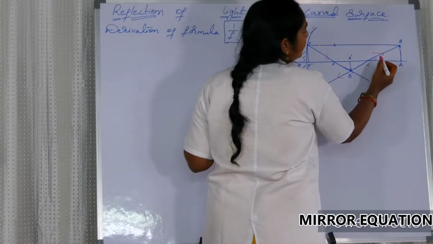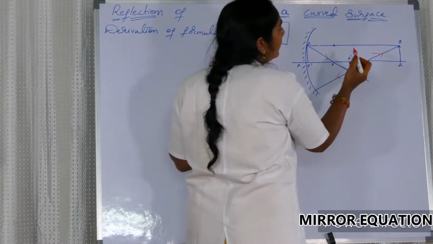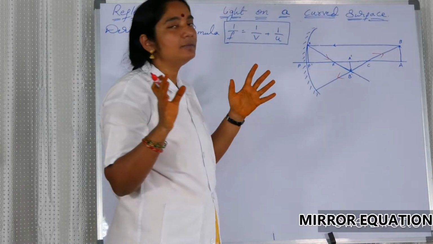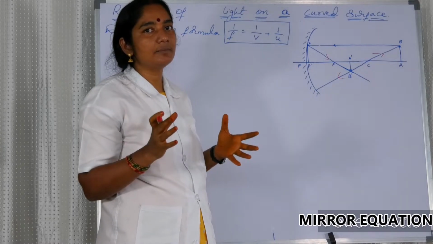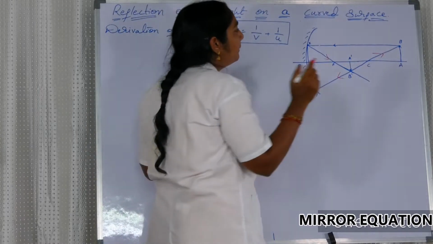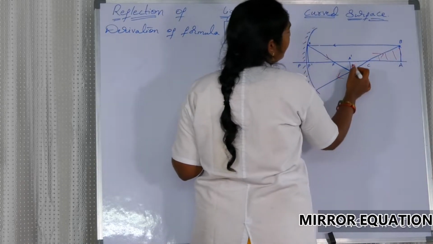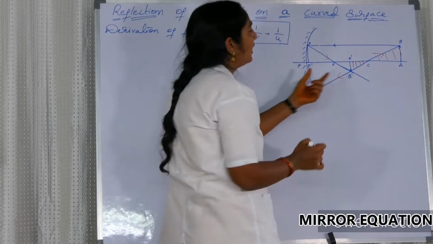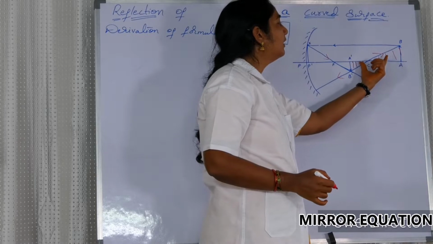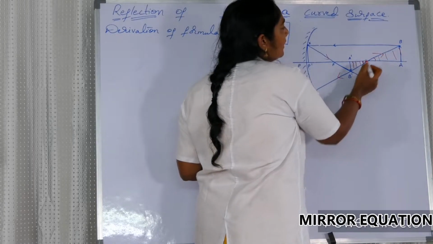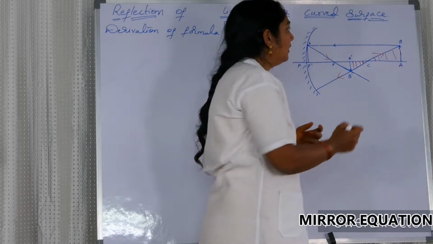Already we have seen the case. In this derivation, we are using the geometry and the concept of similar triangles. Please try to see here. This is one triangle and these two triangles are similar. Why are they similar? Because these two angles are equal, they are alternate angles.